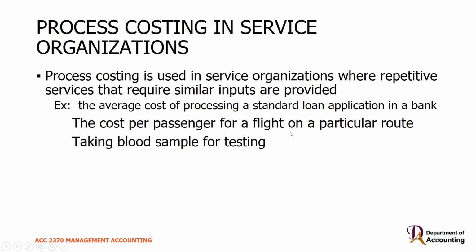Also, the cost per passenger for a flight on a particular route. If it is a particular route and one passenger, you can compute cost for different processes. The process is repeated, repetitive services, and similar inputs are provided, right? When it comes to a passenger on a flight, there can be different processes: after entering the flight, supplying food items, supplying other facilities, everything. You can compute the cost based on that process. So for cost per passenger on a flight, you can apply process costing. And also taking a blood sample for testing. The same inputs can be provided, the small equipment they are using, everything. Cost can be accumulated for a process, right? So these are the examples of how we apply process costing in a service organization.